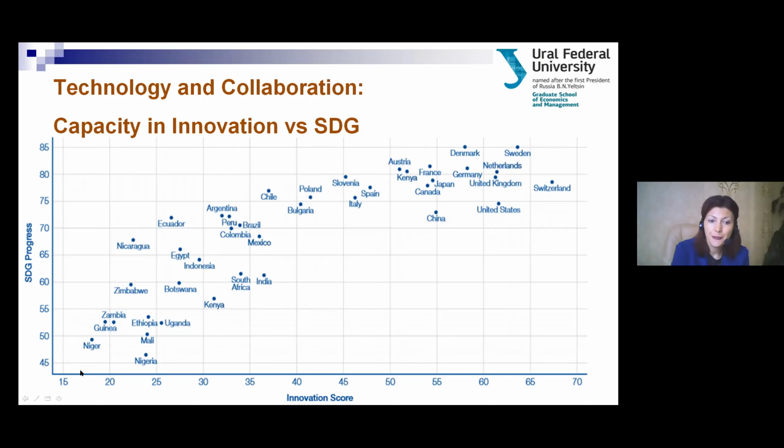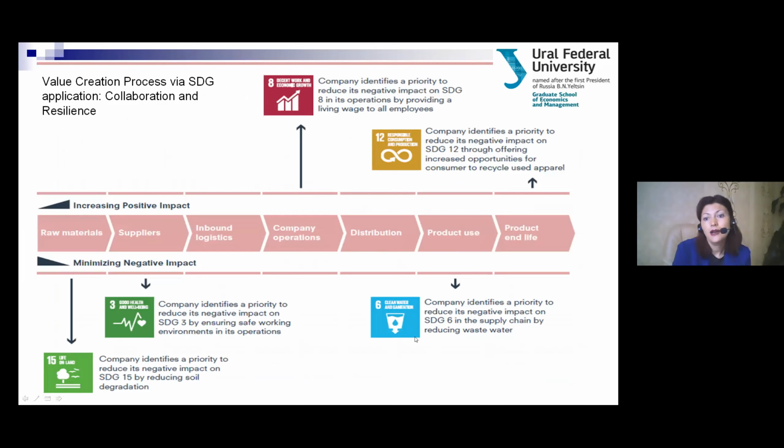Okay. Let's go to the next pathway. For business, when I asked you why company would like to use SDGs, so how it actually reflects in the way how company integrates SDGs in their operations. Well, there are two strategies. First, increasing positive impact, and second, minimizing negative impact.